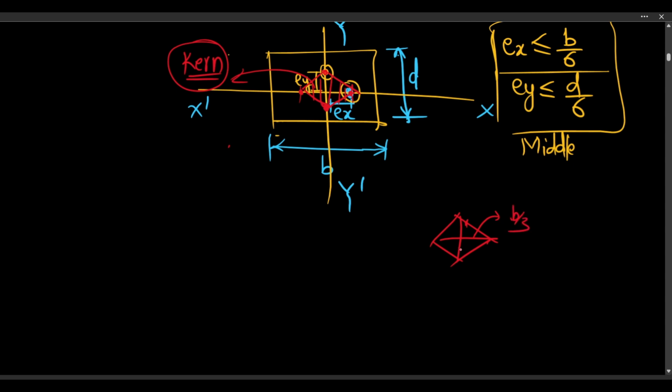This is b by 3 and this is d by 3. Let's have the idea of the kern. So the kern is the region of the cross section through which the load passes. There will not be any tension anywhere in the section.